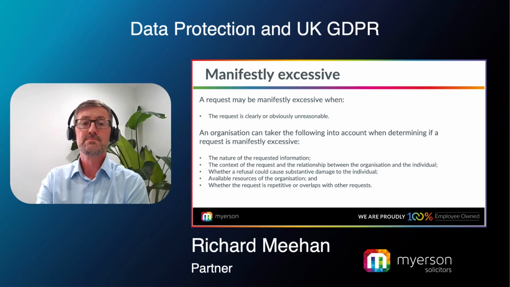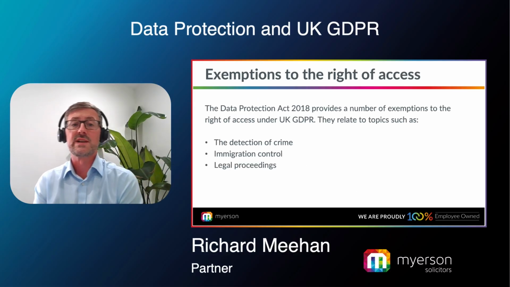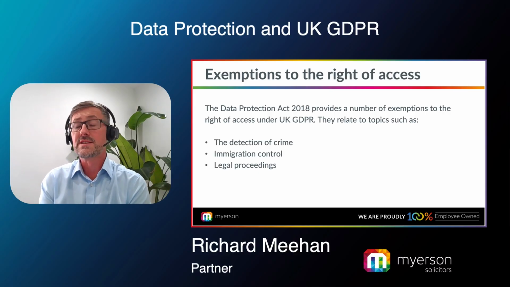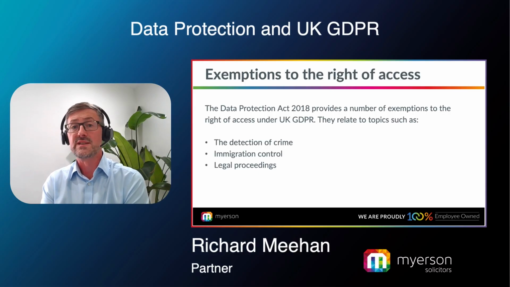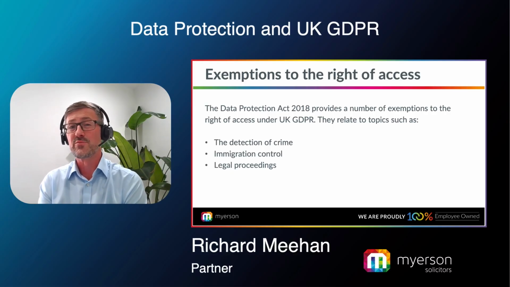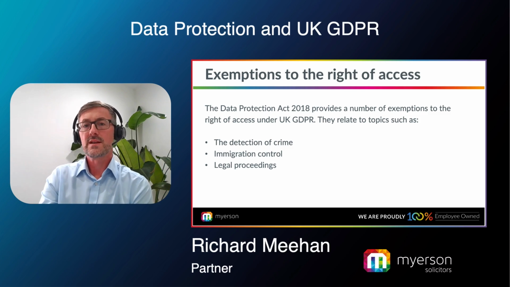Next slide, please. There are some further exemptions to the right of access other than where the request is manifestly unfounded or excessive. These exemptions relate primarily to the detection of crime, immigration control, or in relation to legal proceedings. They're not particularly relevant for private organizations generally, and in turn, we're not going to cover them in detail in this session. Next slide, please.